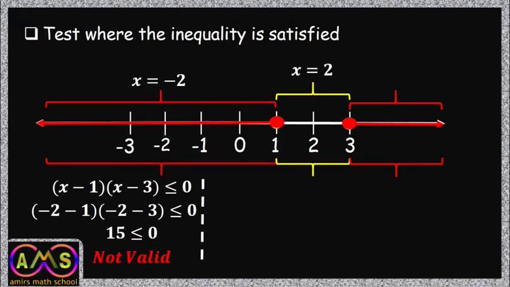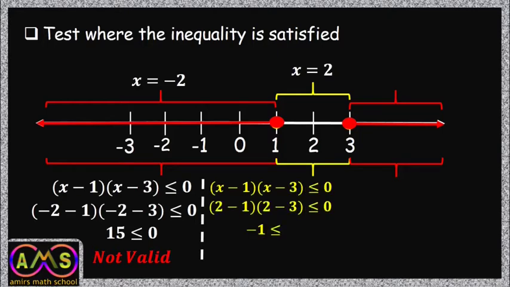Take the value x = 2 from the range 1 to 3 and substitute this value in the inequality. We will get -1 ≤ 0. So we can say for this value x = 2 or any value from 1 to 3, the inequality is satisfied. So this part is valid for the solution.